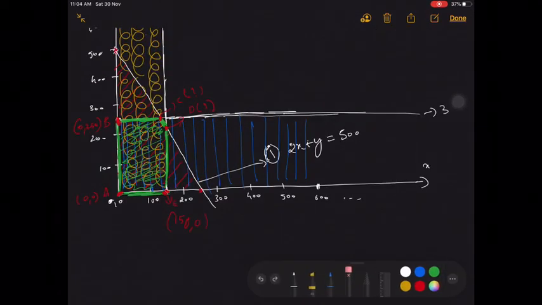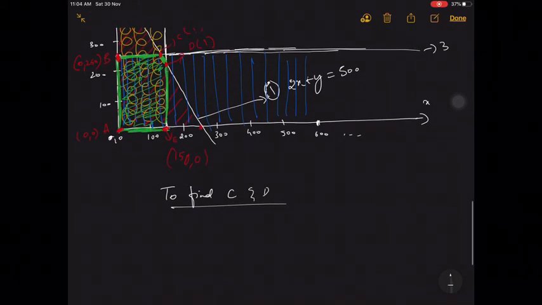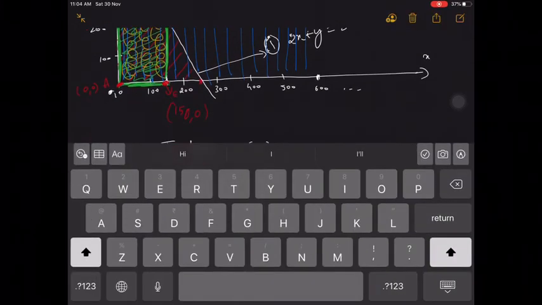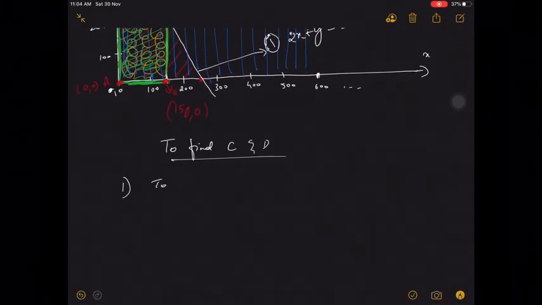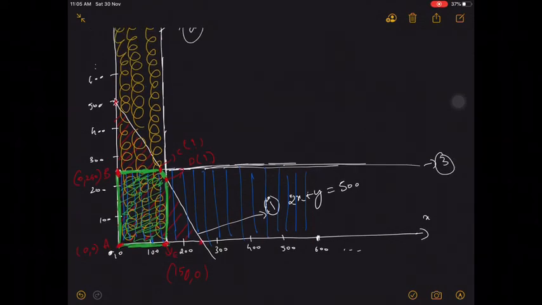Now to find the two unknown points, C and D, let's first find C. Point C, if you observe in the graph, is the intersection of line 3 and line 1. So if you see, this is the intersection of line 3 here and line 1, which is point C.